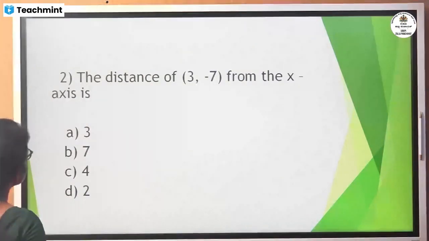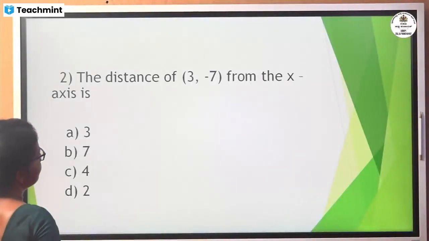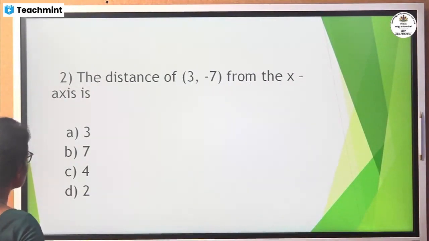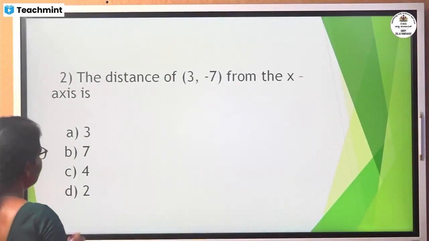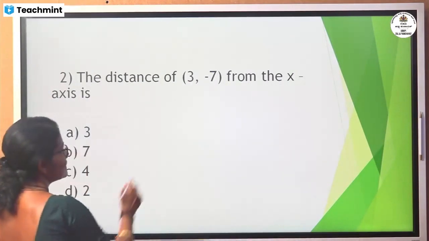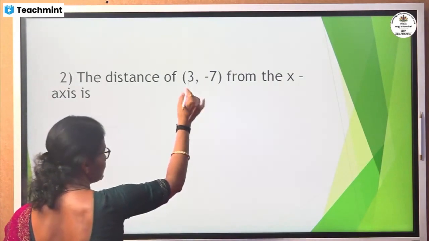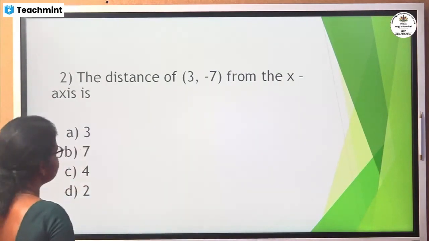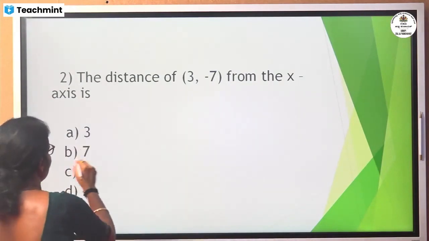Second question. The distance of (3, minus 7) from the x-axis is. The distance of any point from the x-axis is its y-coordinate value, that is the modulus of the y-coordinate value. Now it is 7.